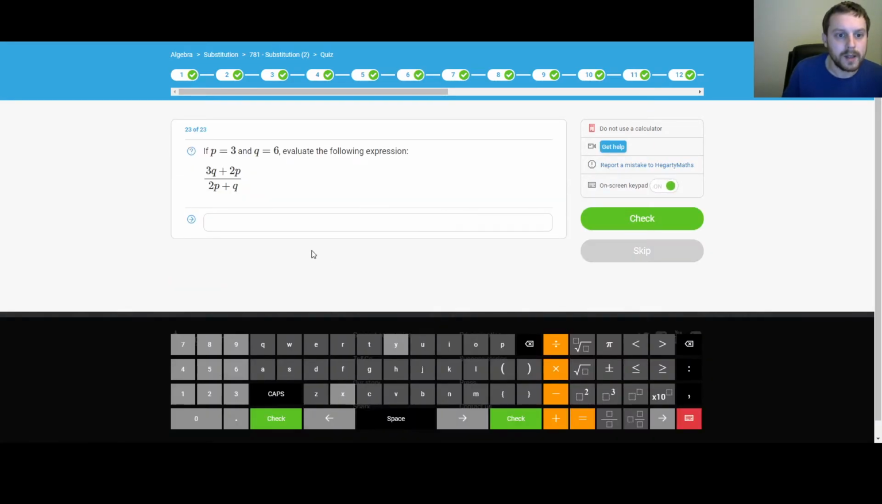Right. Last one, thankfully. Right, let's see if I can do this one just in my head, because I'm trying to do this quite quickly. 3 times 6 is 18. 2 times 3 is 6. 18 add 6 is 24. So we've got 24 on the top. 2 times 3 is 6. Add 6 is 12. So it's 24 divided by 12, which is 2.